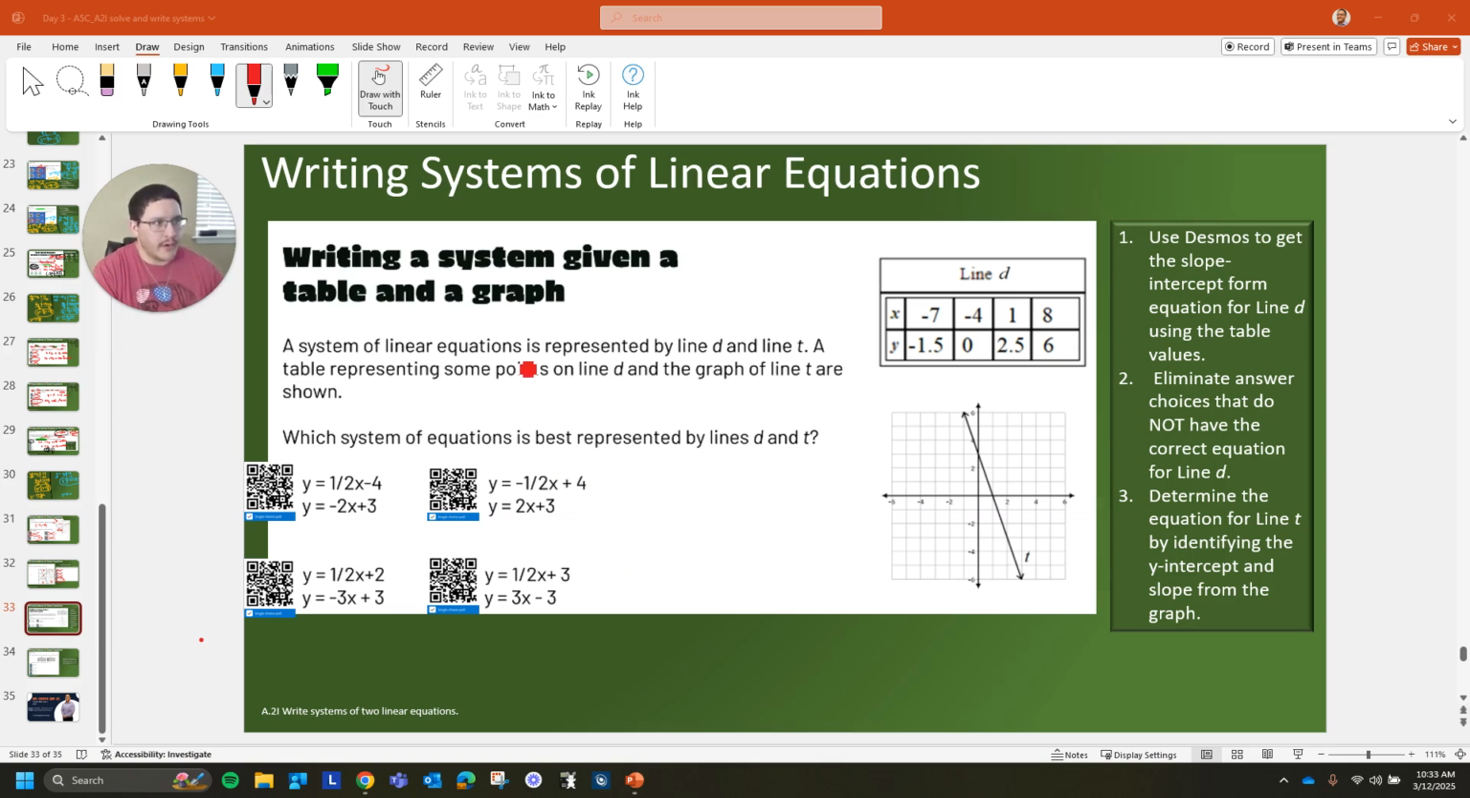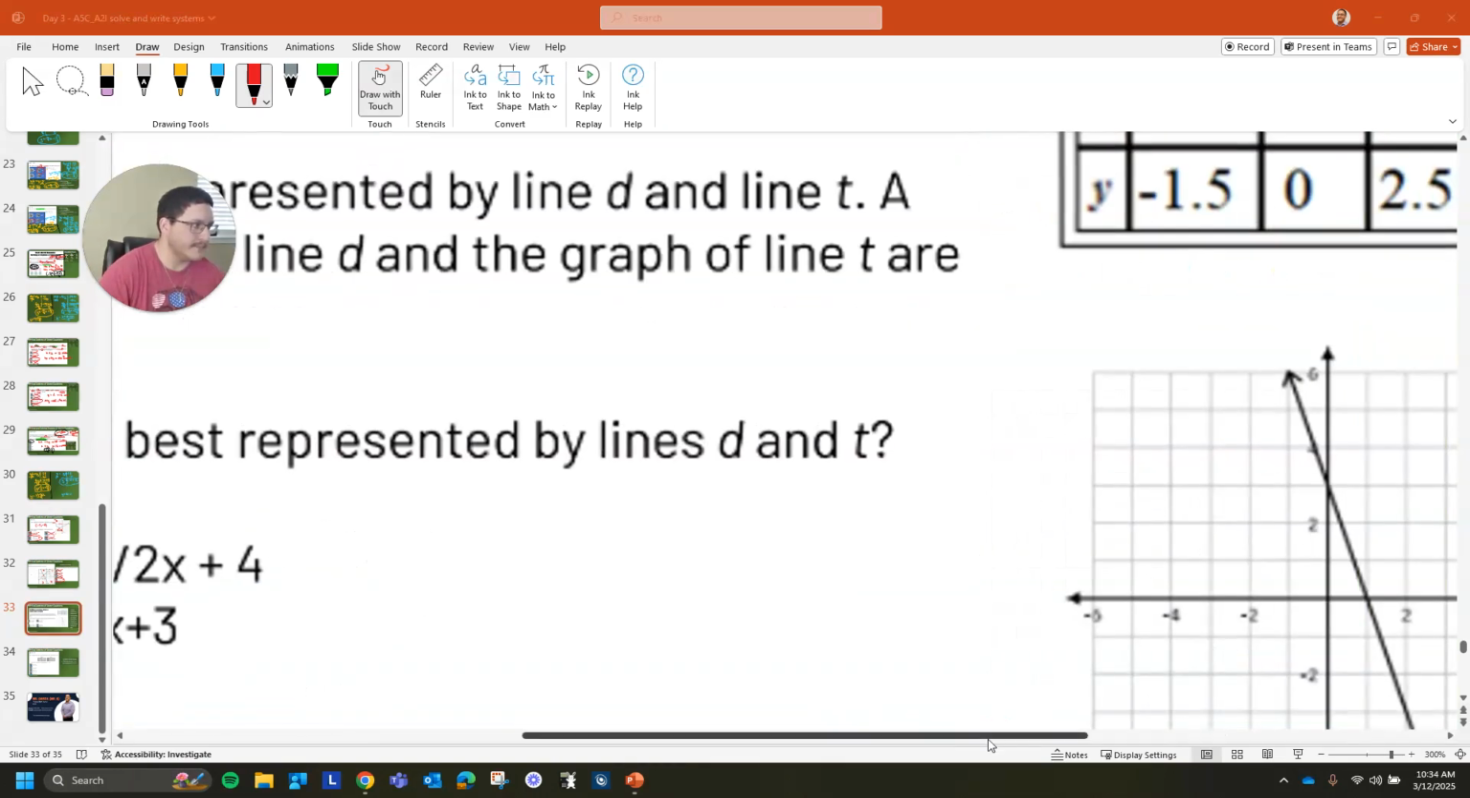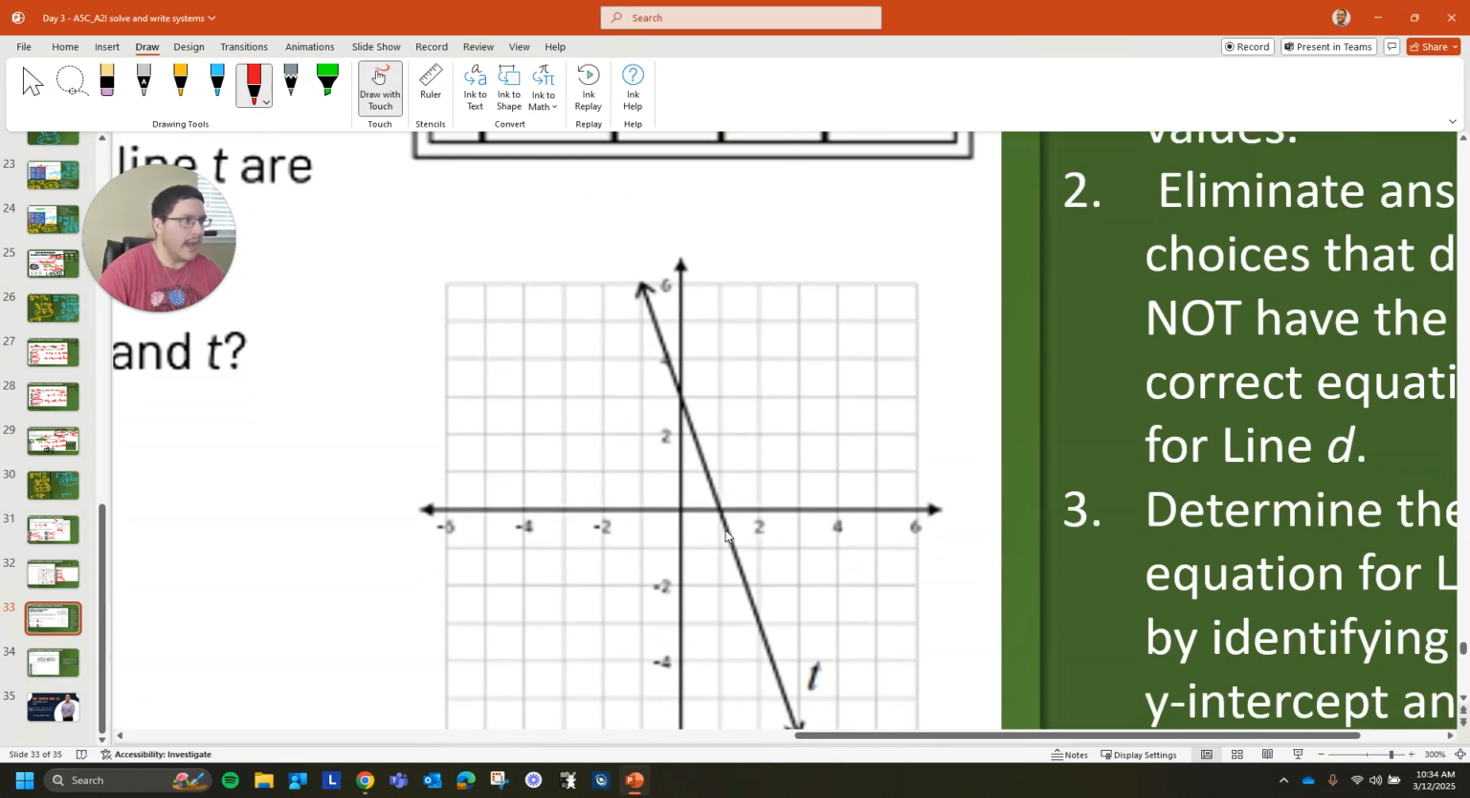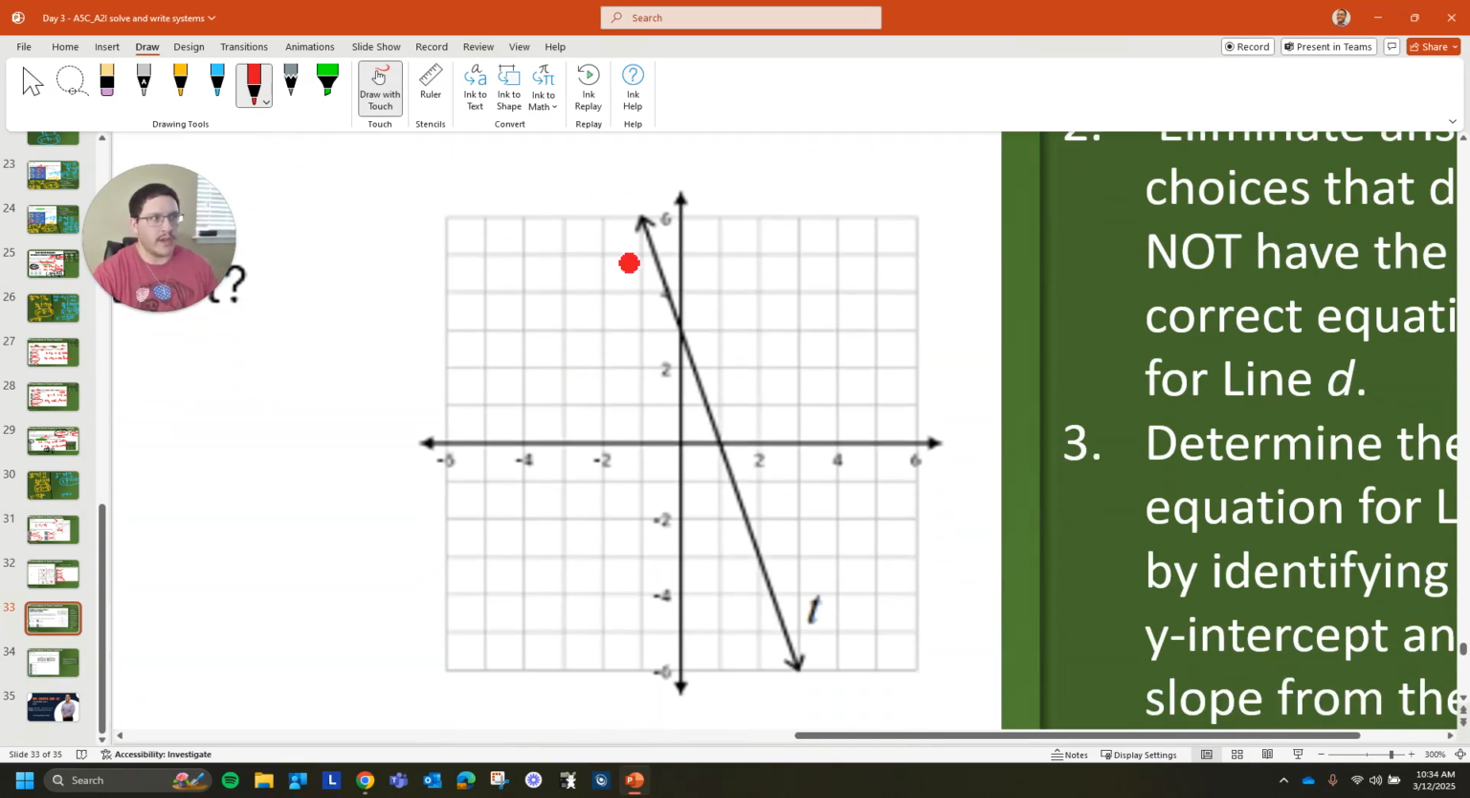So again, a system of linear equations is represented by line D and line T. A table representing some points on line D and a graph of line T are shown. Which system of equations is best represented by lines D and T? So there's two ways to go about this here. One is using our knowledge of slope-intercept form. So let's look at line T here. And we could do this one of two ways. We can create an equation based on that line by just identifying a few points, or we can look at the slope and the y-intercept.